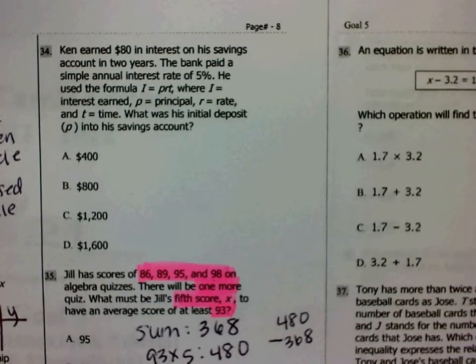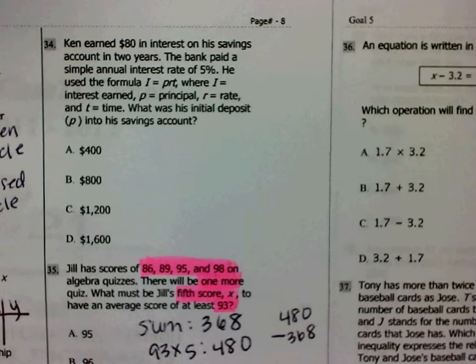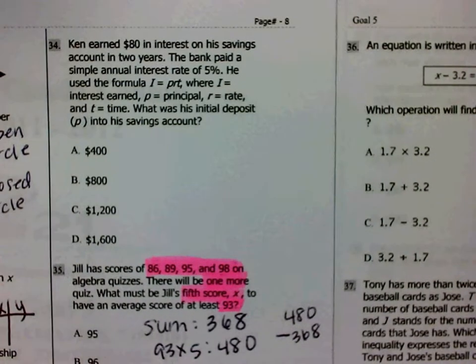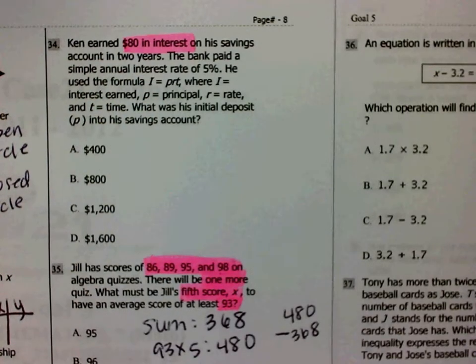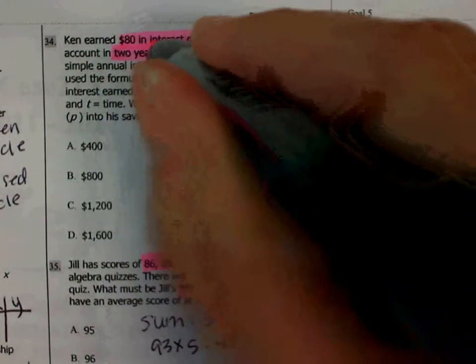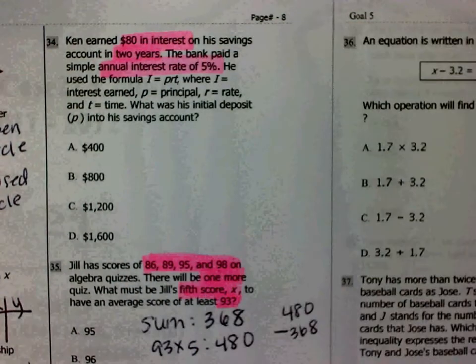Today we're going to practice finding simple interest. As I read this word problem to you, I'm going to highlight important information. Kent earned $80 in interest on his savings account in 2 years. The bank paid a simple interest rate of 5%.